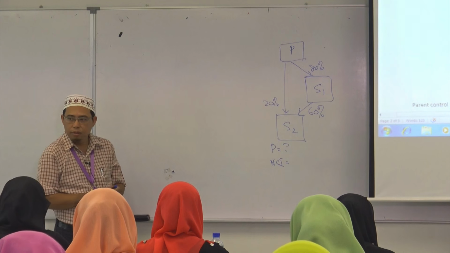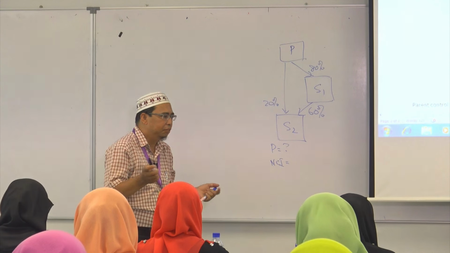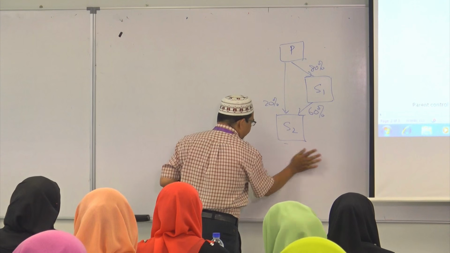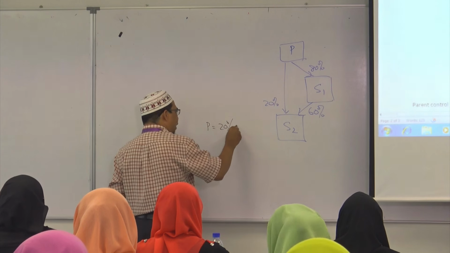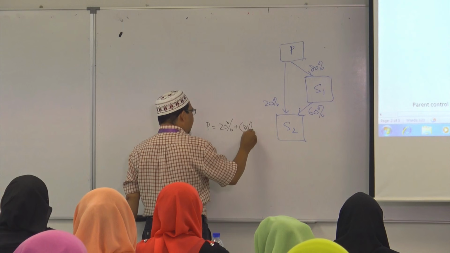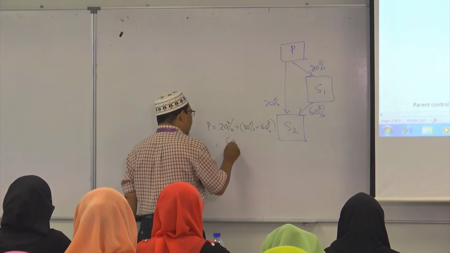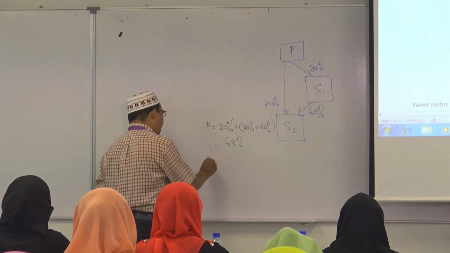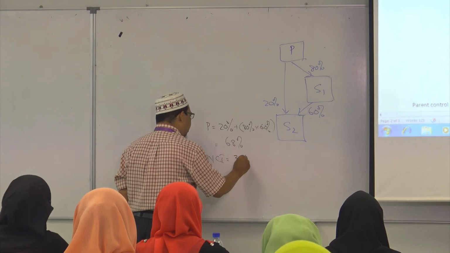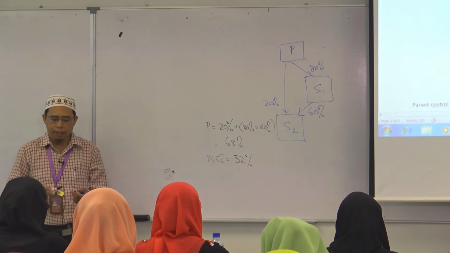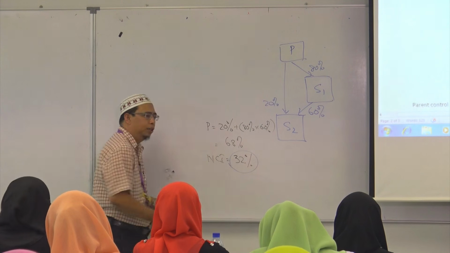Parent? 68. Everybody get 68? How do you get 68? Parent is 20, the direct one, plus 80 times 60. Very good. Yes, this one is 68. So your NCI automatically becomes 32, isn't it? So 68, 32. The important thing is this one, NCI, because we established 32%.